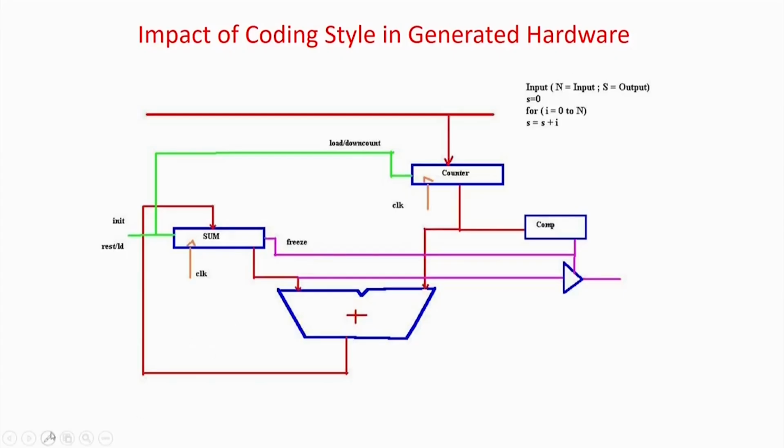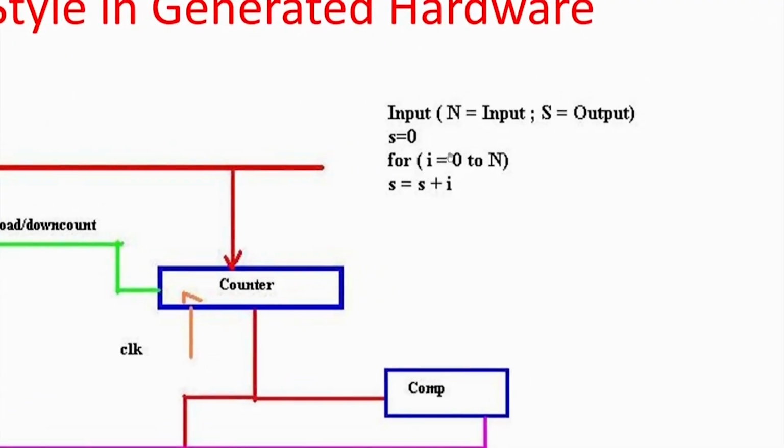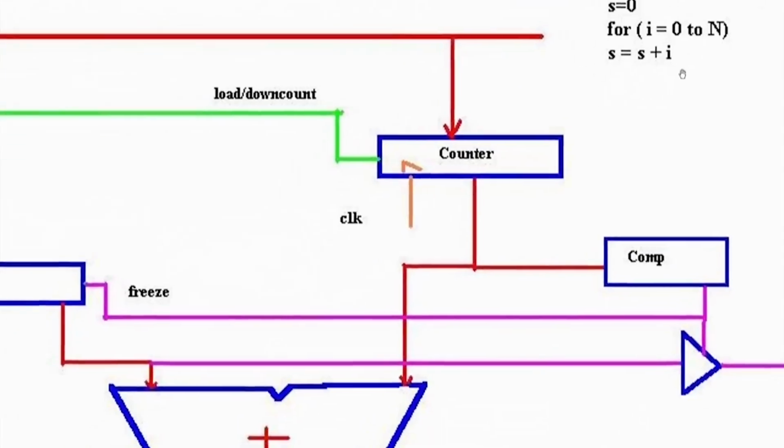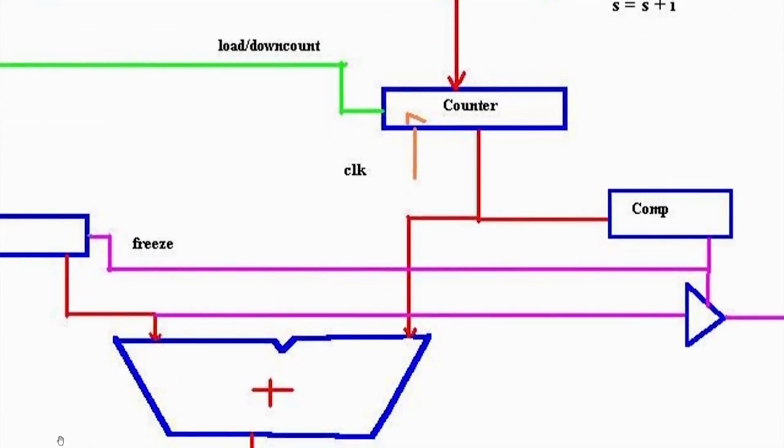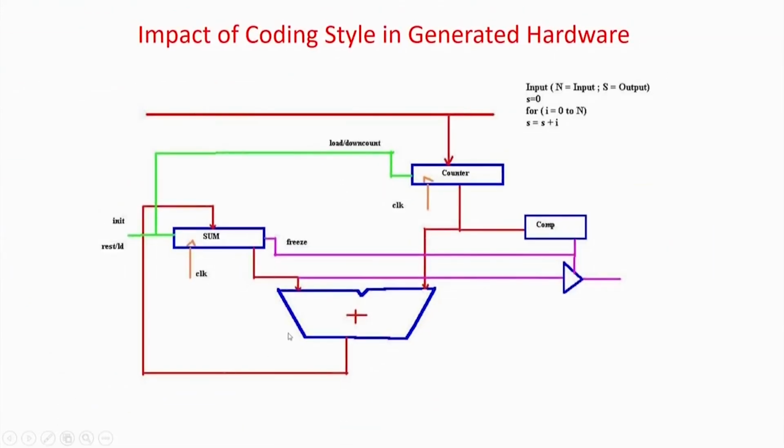This is a very simple circuit I want to design. For input n, output s equal to 0, then a simple loop for I equal to 0 to n, s equal to s plus I. Basically this is your block level circuit for this. There is an adder, and a counter; the counter will count 0, 1, 2, 3, 4 up to n. This is one input, and there is an add, and this is the sum, which is nothing but s, a temporary register storing the value. Initially it is reset.